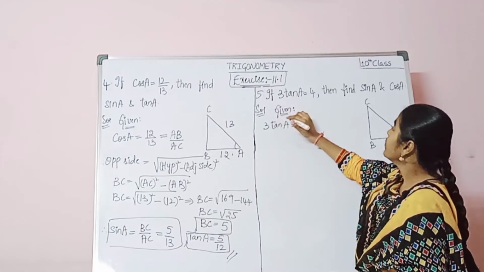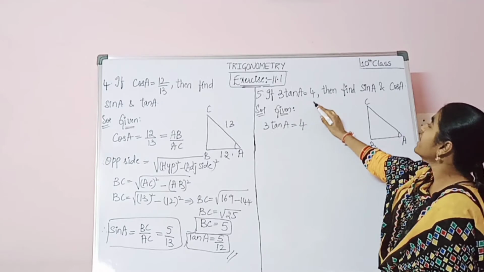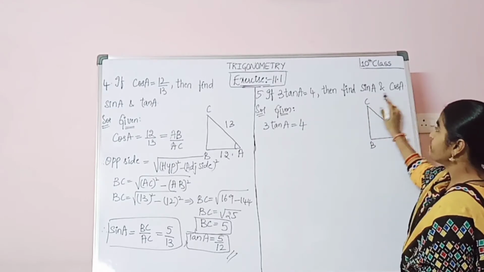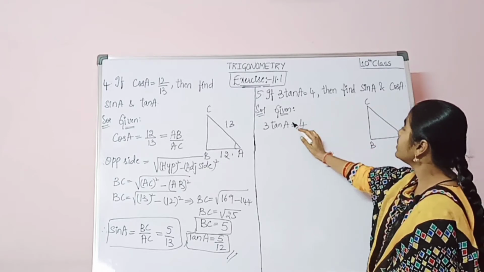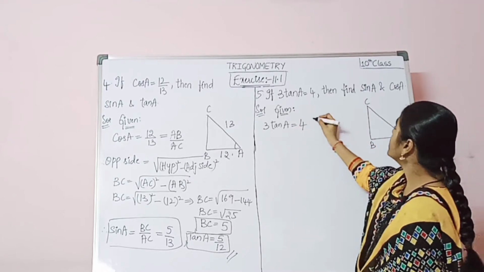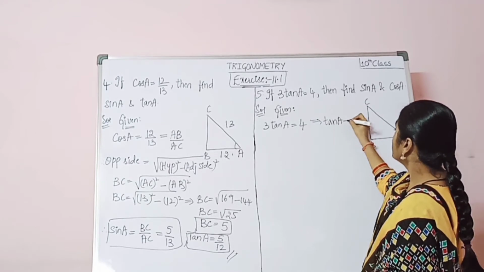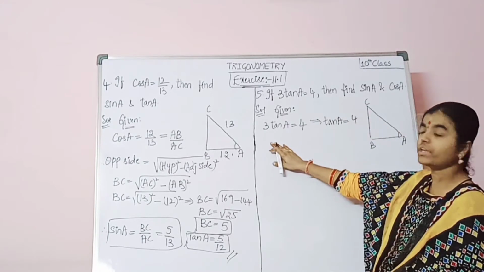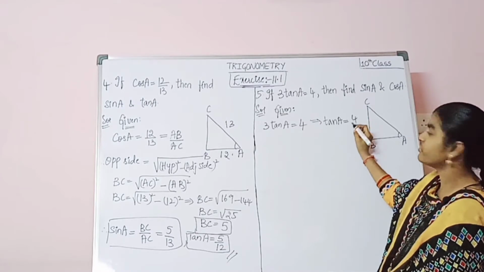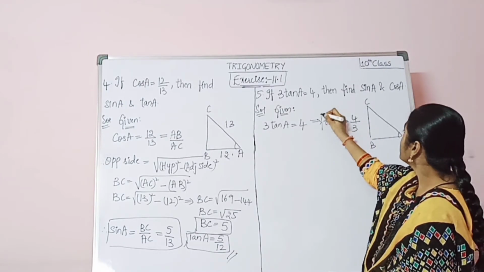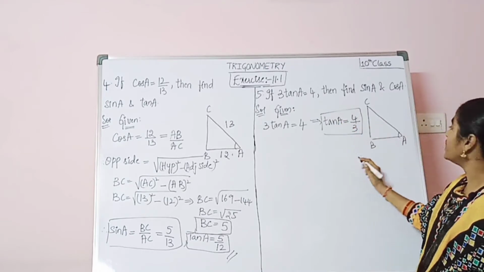Question number 5. What is given? If 3 tan A equals 4, then find sin A and cos A. Here what is given? 3 tan A equals 4. That implies tan A equals 4 by, now we have to take this 3 this side. So it becomes division. 4 by 3. So tan A equals 4 by 3.